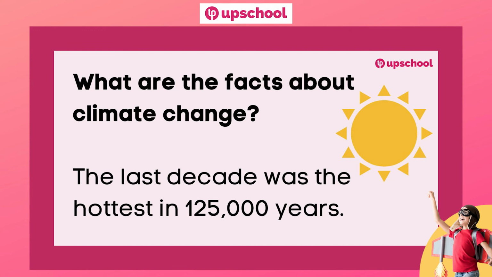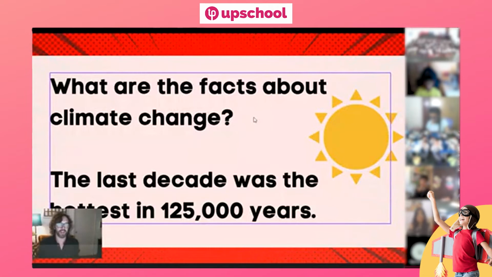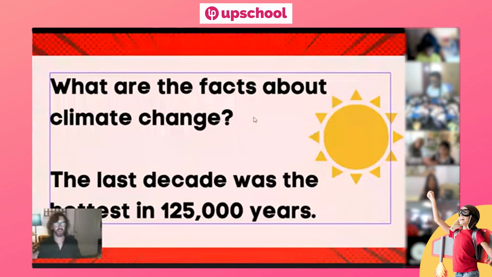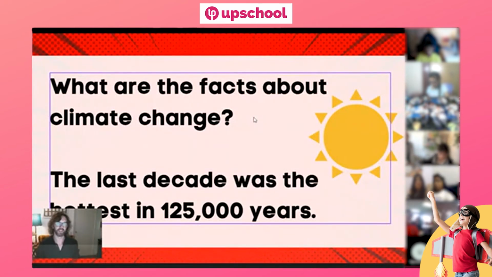The first part says, what are the effects of climate change? And the first one is this. You need to write it down in your book, on your paper, however you want to write it down, you can. I will read it out to you. The last decade, so the last 10 years on this planet, were the hottest in the last 125,000 years. Can you believe it? Out of the last 125,000 years, the last 10 years were the hottest of all.